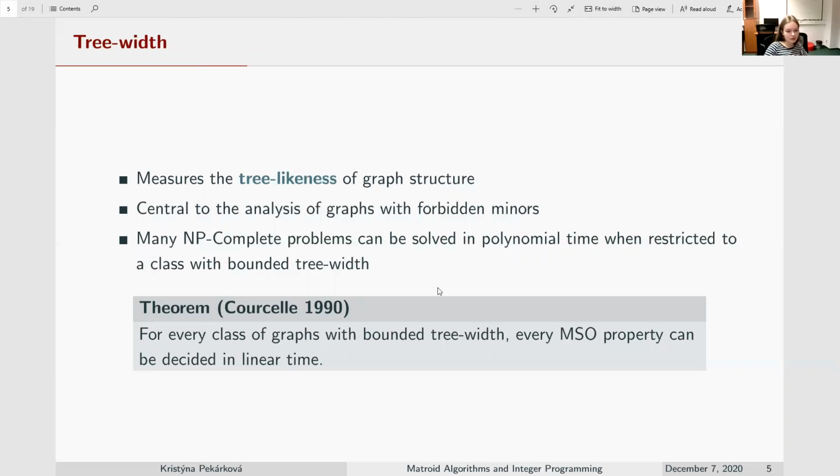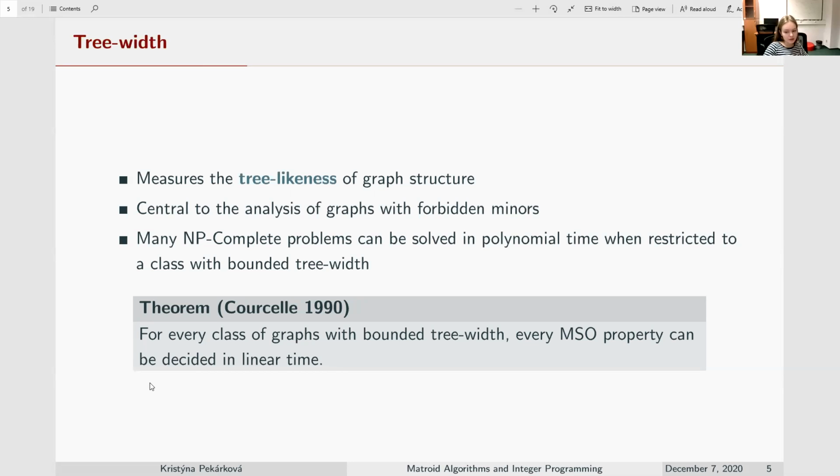So I mentioned that it's quite important in graph theory. For example, it plays a key role in the graph minors series by Robertson and Seymour. And in theoretical computer science, it gained quite a lot of attention thanks to this theorem of Courcelle, mentioned here, which says that if you have a class of graphs with bounded tree width, then every monadic second order logic property can be decided in linear time.